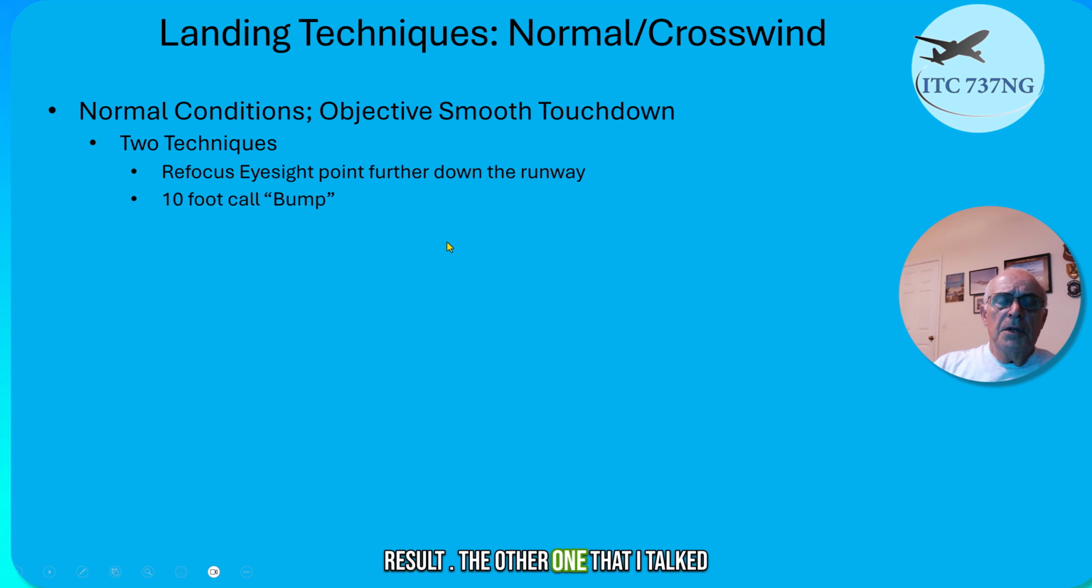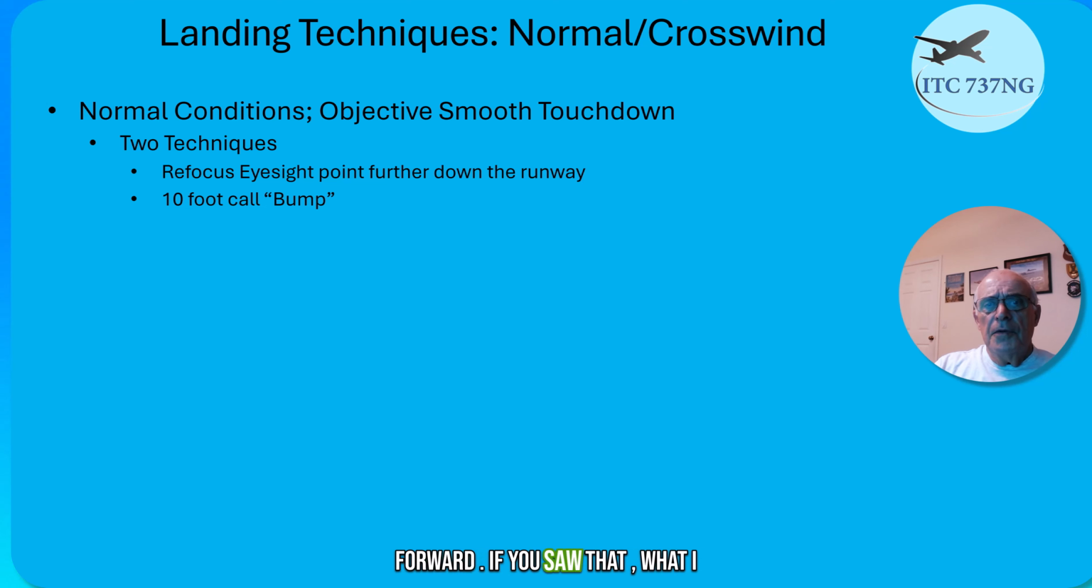The other one that I talked about was the 10-foot call, the bump. Actually, I also want to recall that it really starts at 30 feet. When you hear that 30-foot call on the radio altimeter, start thinking about relaxing that pressure. And when we hear 10 foot, just slightly bump it forward. If you saw that video, what I said is think it. Don't actually make an aggressive move forward or even a moderate move forward. Just make it almost a thought that you're relaxing and maybe moving that yoke forward.